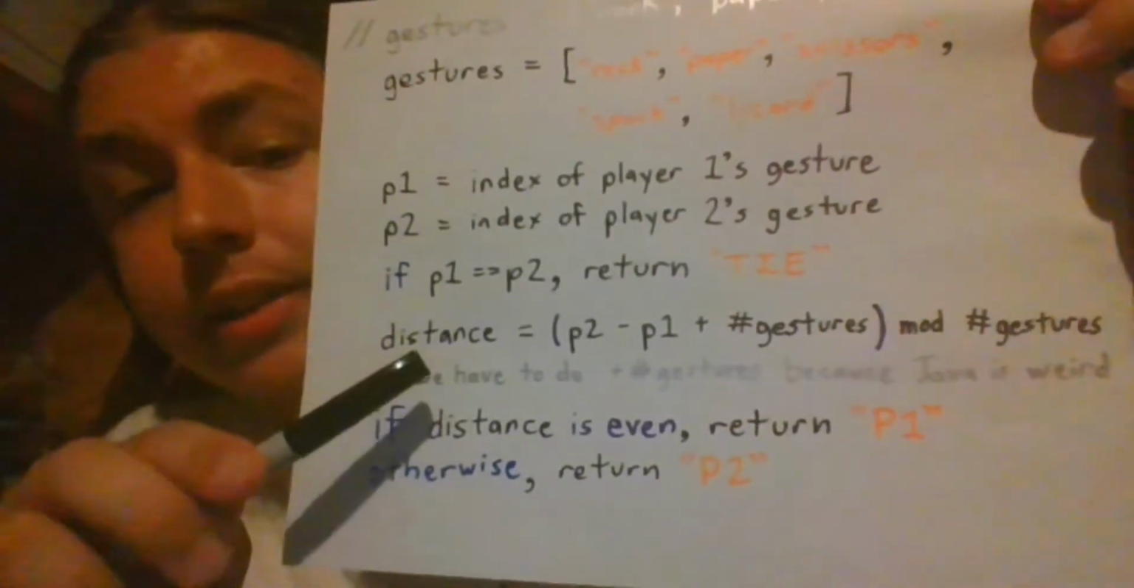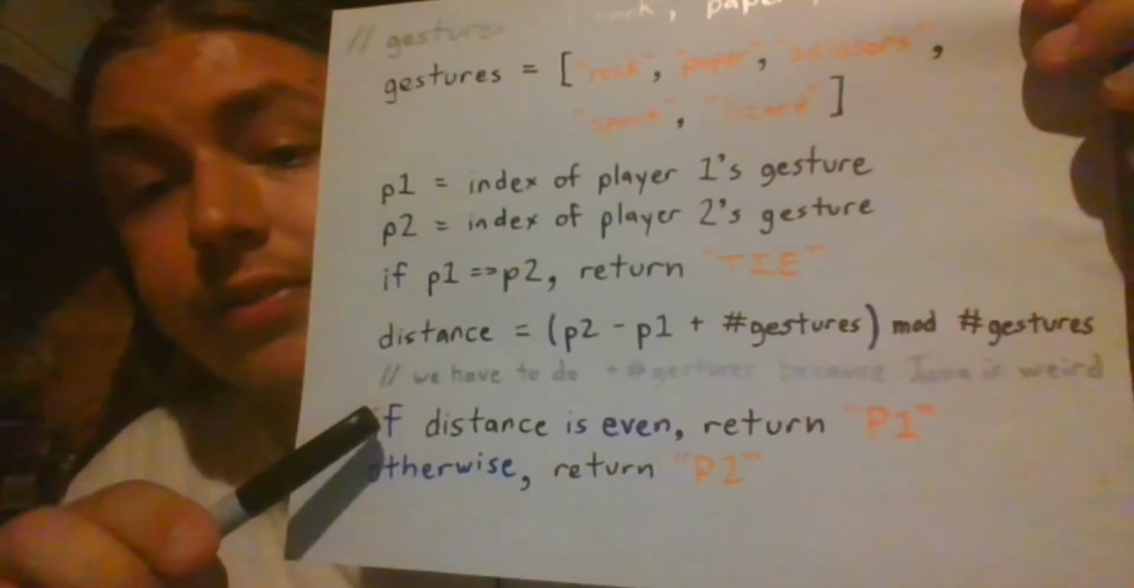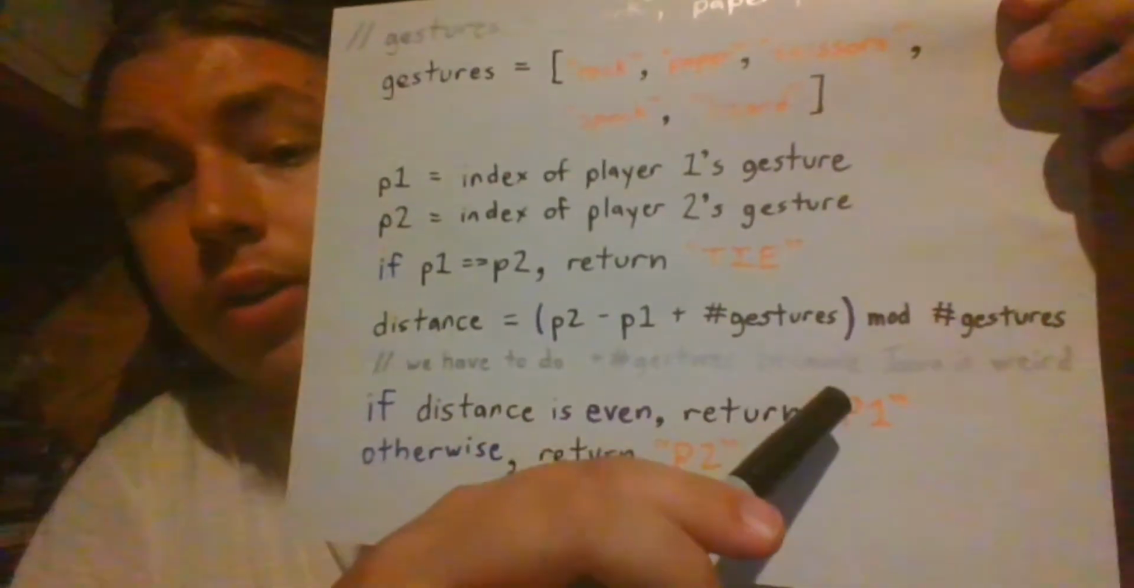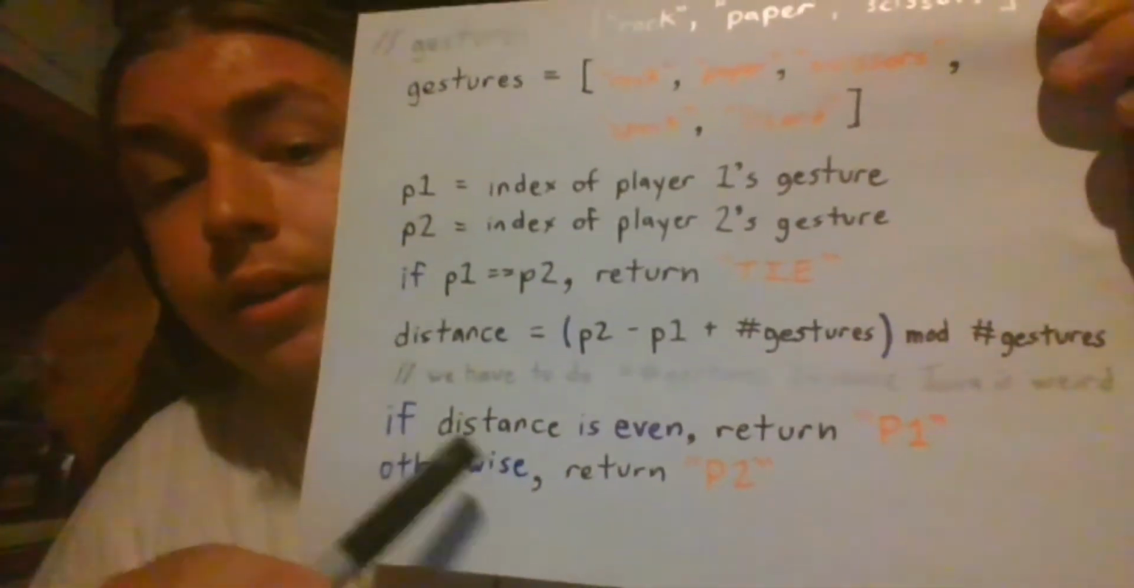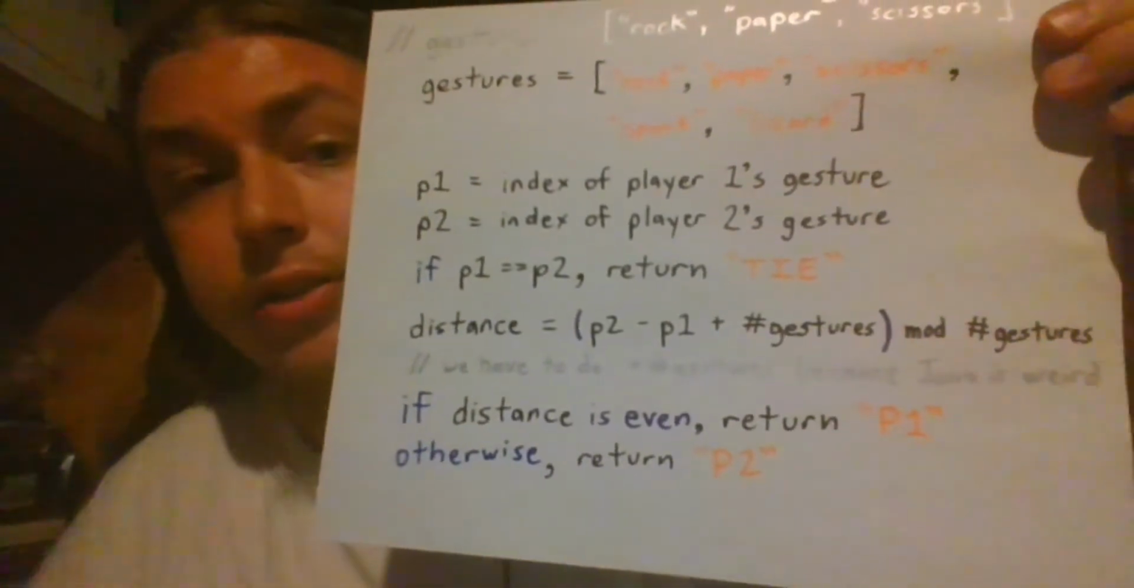And once we get that distance, if the distance is even, then return player 1 because player 1 won the game. Otherwise, return player 2 because player 2 won that game. So that algorithm will not only work for rock, paper, scissors and rock, paper, scissors, lizard, Spock, but it will also work for any generalized rock, paper, scissors game, so long as for every symbol it wins against half of the other symbols and it loses against the other half.